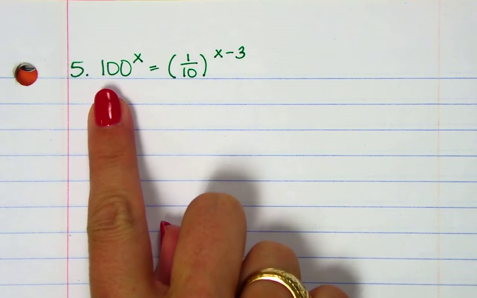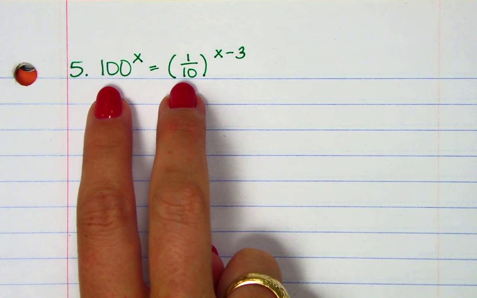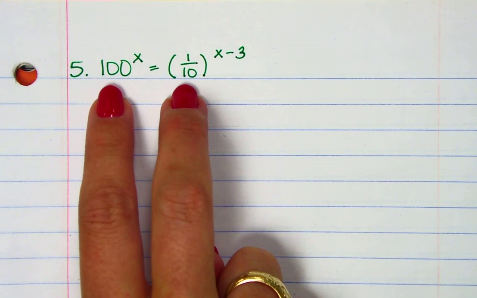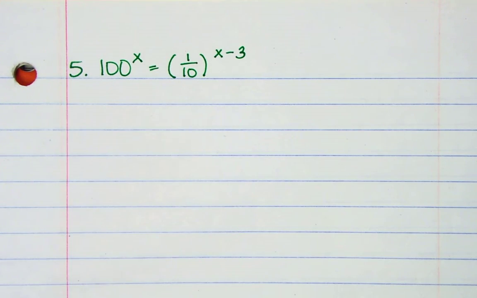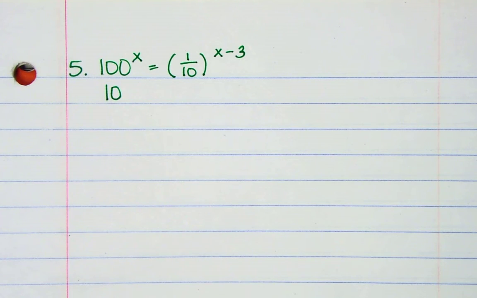We've got 100 and 1/10. What could the common base be between those two? Right, 10. Okay, 100 is 10 to what power? Right, 2. 10 times 10.